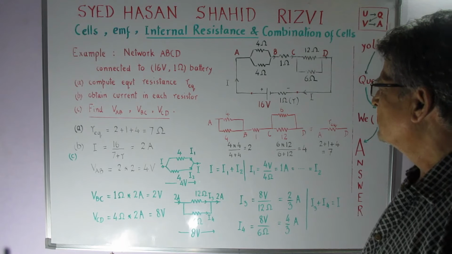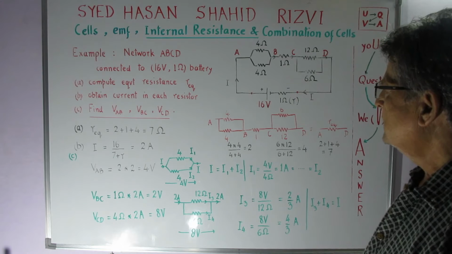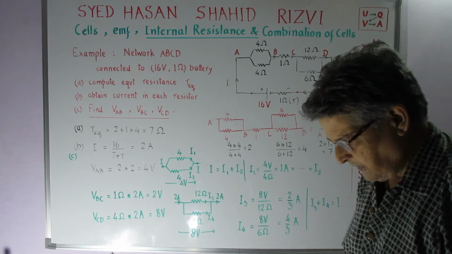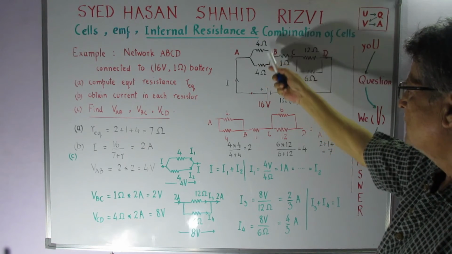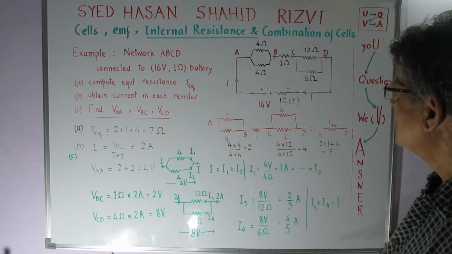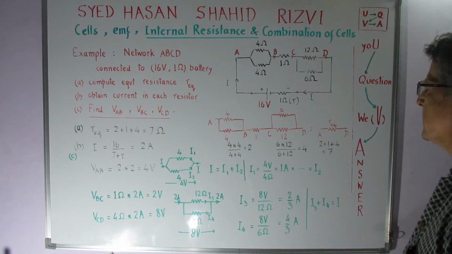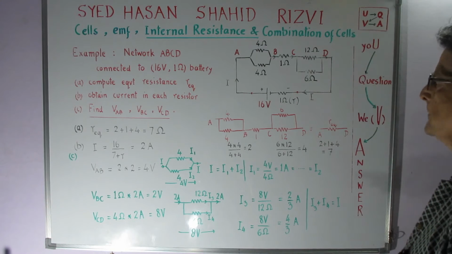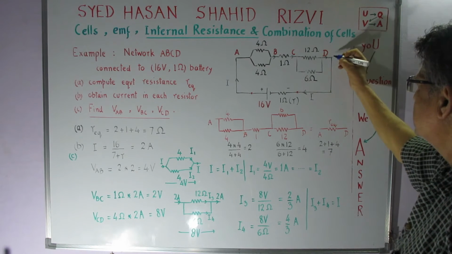Whenever there is a little bit of complexity in the circuits, they are called networks. So our network starts from A, goes to B, to C, to D. Between A and B we have two resistors which are in parallel, 4 ohm, 4 ohm. Then there is a 1 ohm resistor over here, and there is a parallel combination of 12 and 6 ohms to the point D.